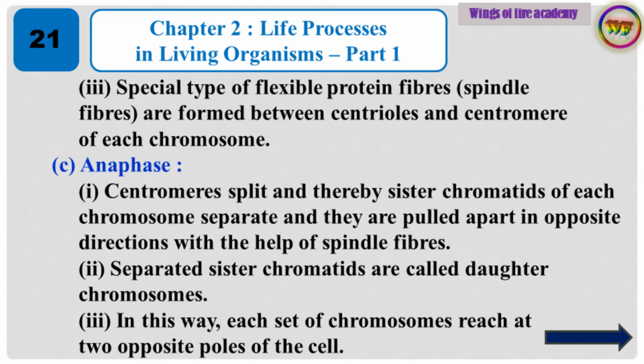C. Anaphase. 1. Centromeres split and thereby sister chromatids of each chromosome separate and they are pulled apart in opposite directions with the help of spindle fibers. 2. Separated sister chromatids are called daughter chromosomes. 3. In this way, each set of chromosomes reach at two opposite poles of the cell.